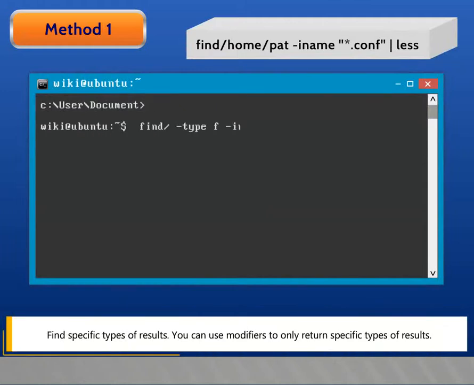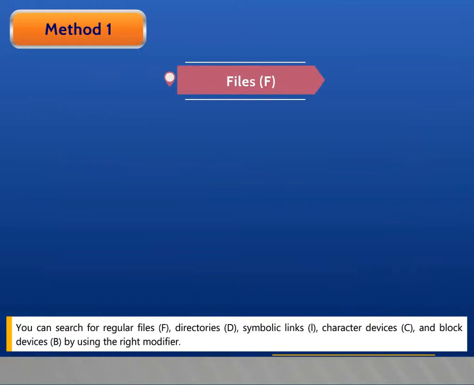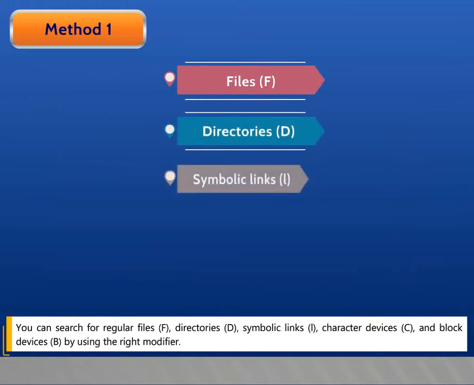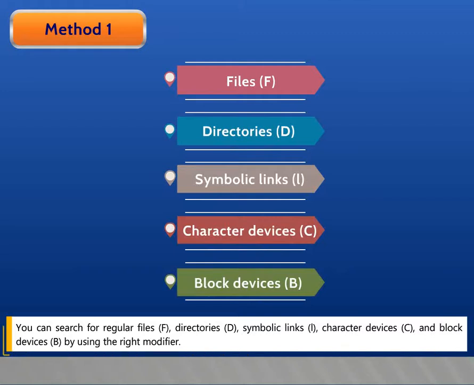Find specific types of results. You can use modifiers to only return specific types of results. You can search for regular files, that is f, directories, that is d, symbolic links, that is l, character devices, that is c, and block devices, that is b, by using the right modifier.